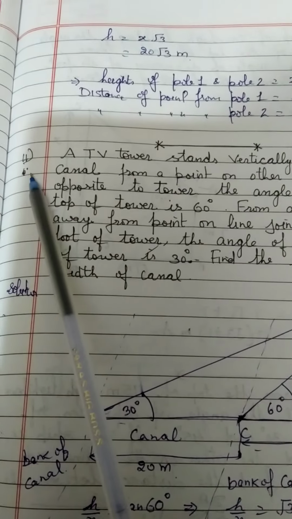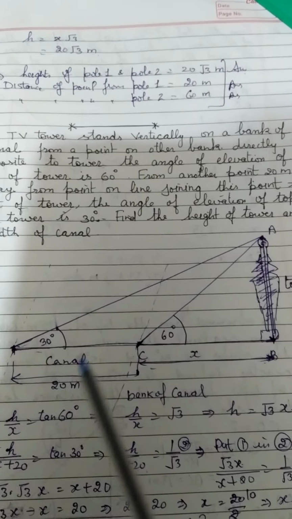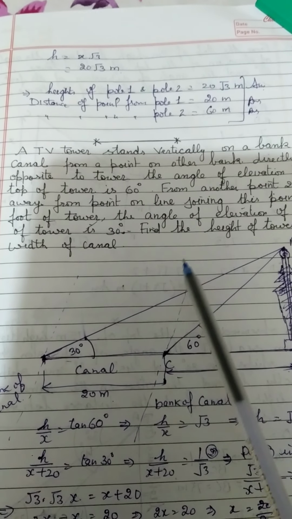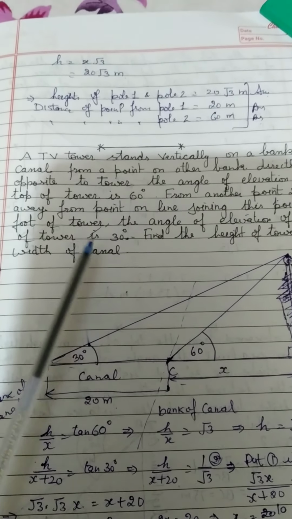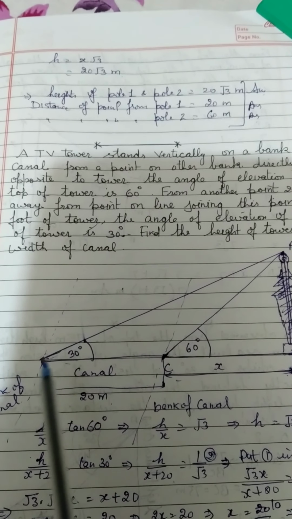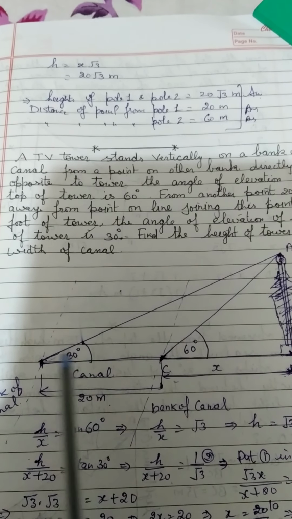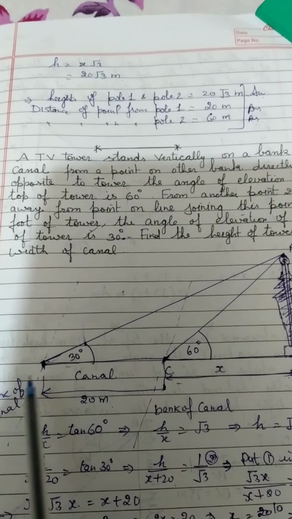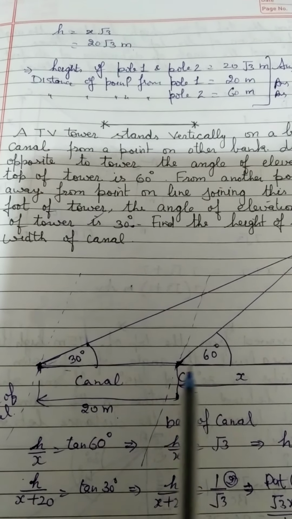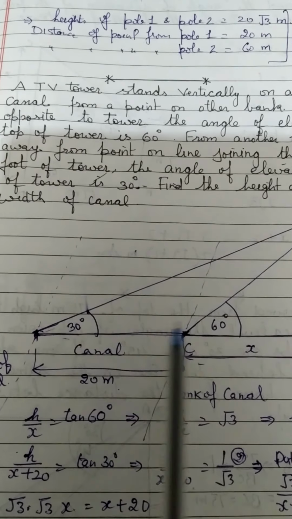The next question is question number 11. A TV tower stands vertically on a bank of a canal. Here is a canal. Here is one bank of the canal and here is the other bank of the canal. Now there are two points opposite to each other on the two banks of the canal, this point and this point.